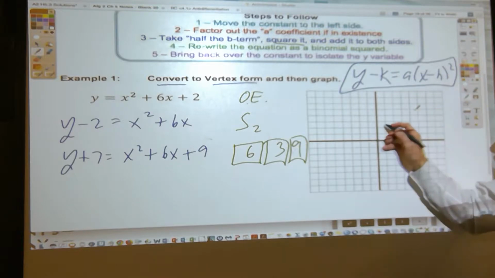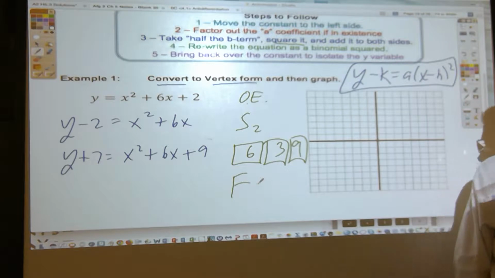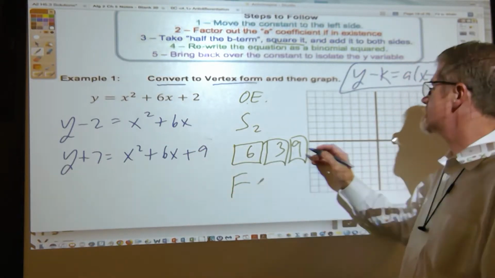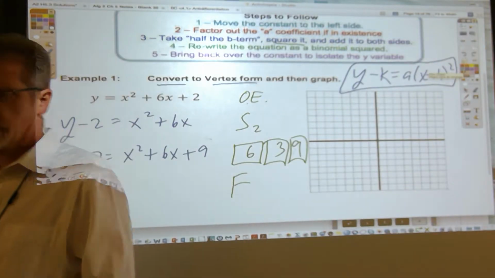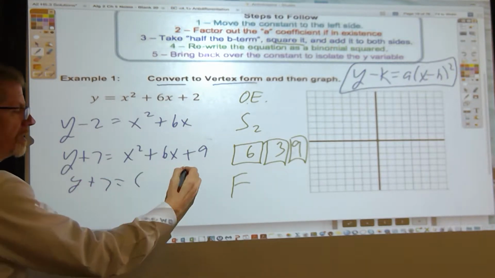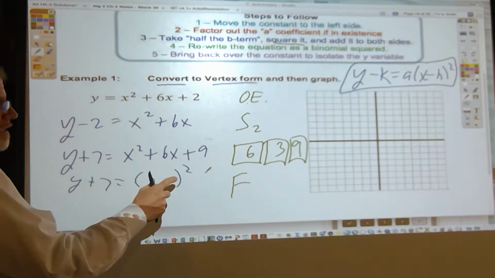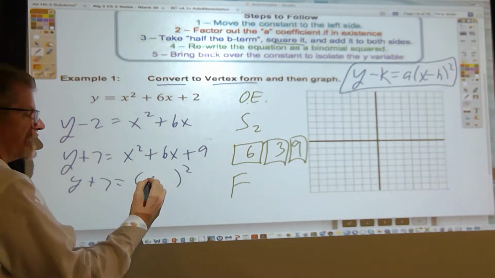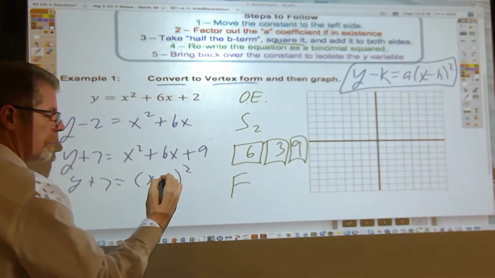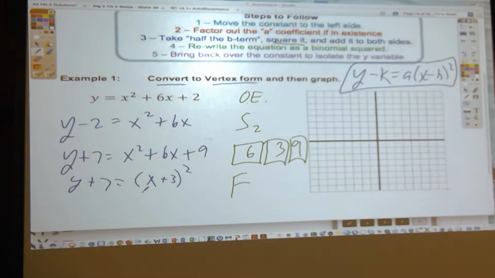Our next move will be F, which is just an abbreviation for factor. We're going to factor this trinomial into something squared. So let's get over here so the other half of the room can see. It's something squared. This is a perfect squared trinomial because we've added box 3 to both sides. And did you know that the binomial will always be x plus box 2? Whatever's in the second box will be the factored form.